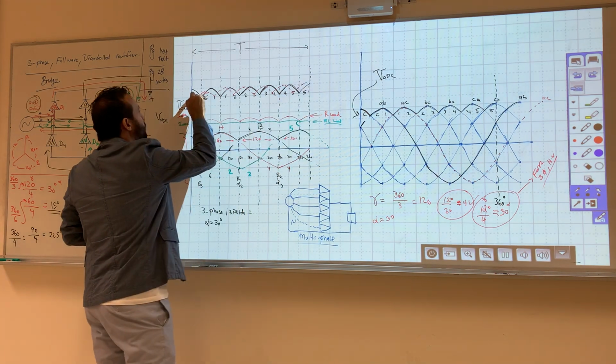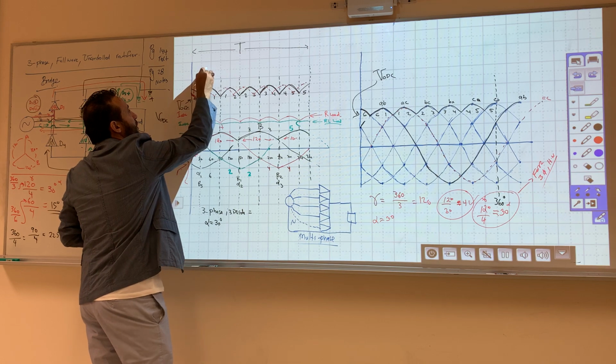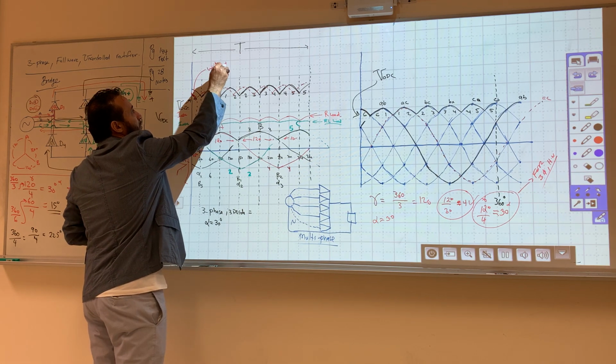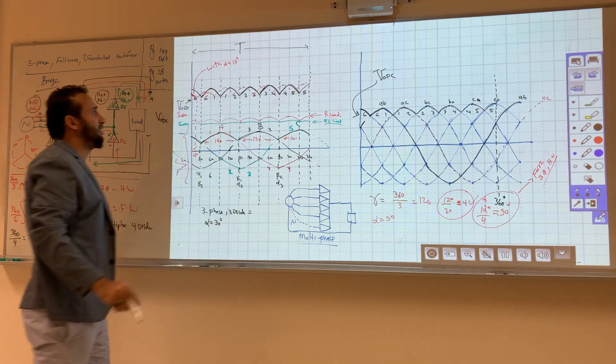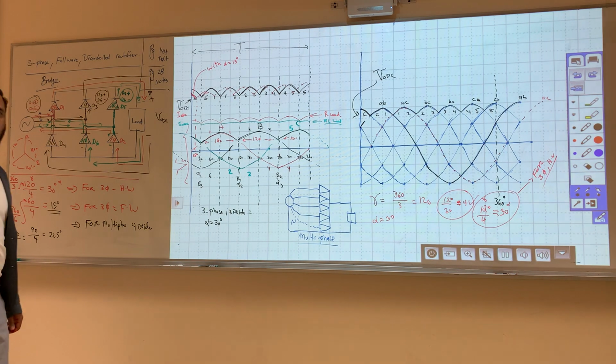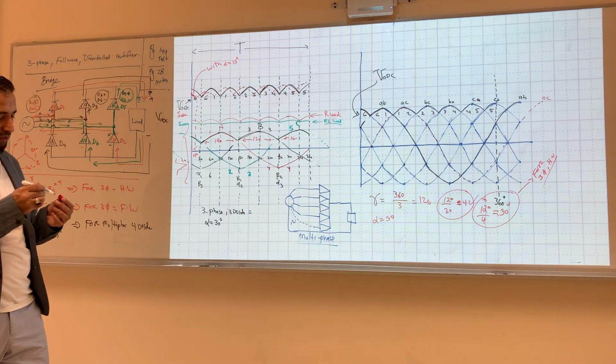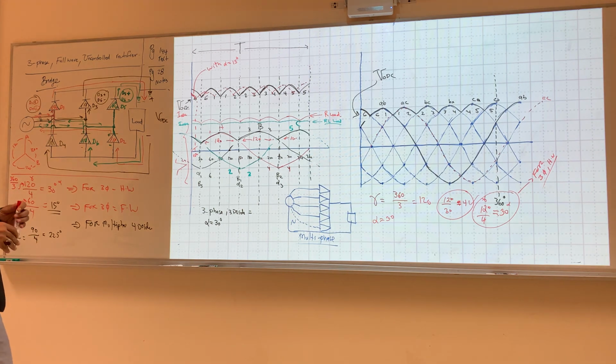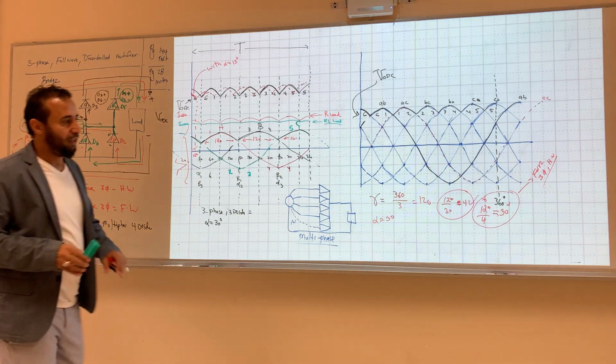This is my new output. This is with alpha equals 15 degrees. This is the exact alpha. So if I want to draw the 4-phase, I will erase this.